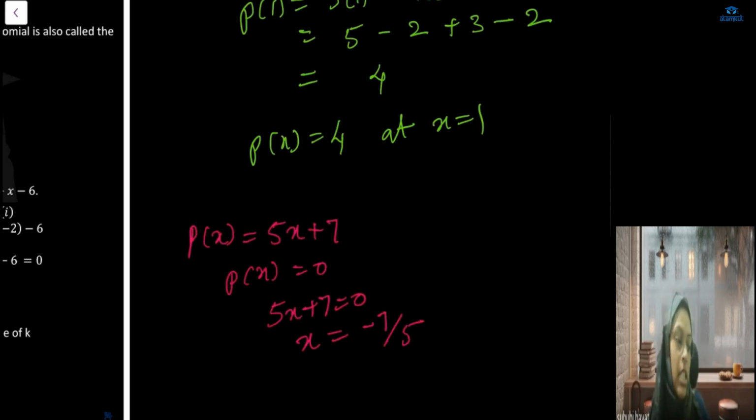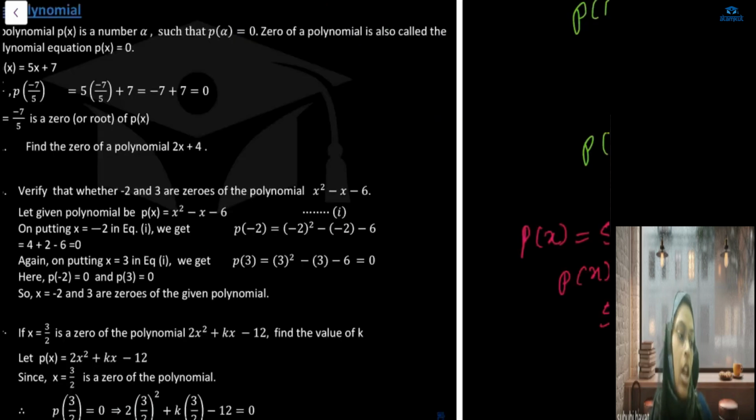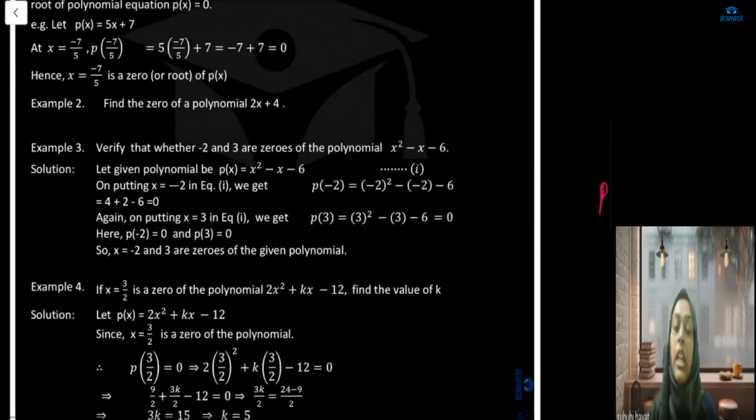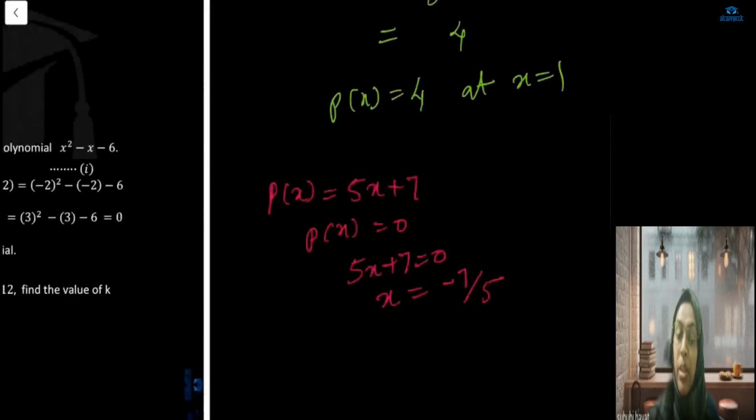Now, for the zero of the polynomial, you can get 3 types of questions. The first one, as we have done here, is to find the zero of the polynomial. The polynomial will be given to you, you equate it to 0 and find the value of x for which the whole expression gives you 0. The next type of question you can get is to check, to verify whether the given numbers are the zeros of the polynomial or not.